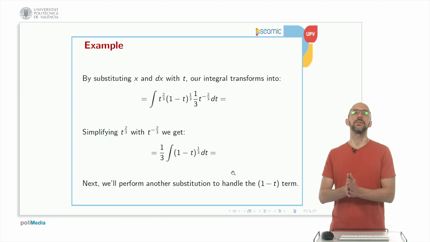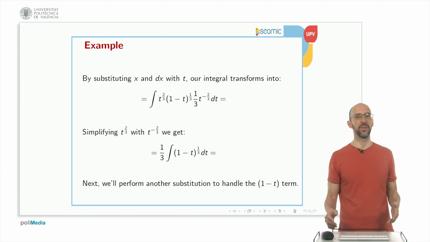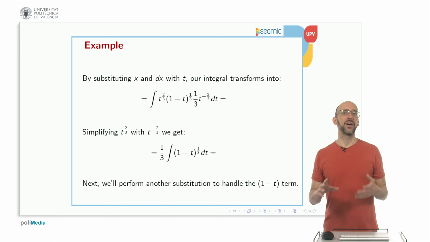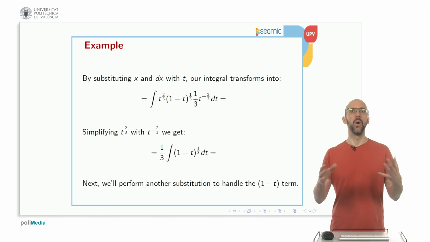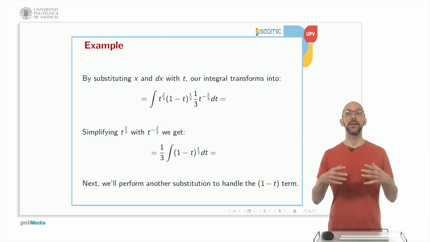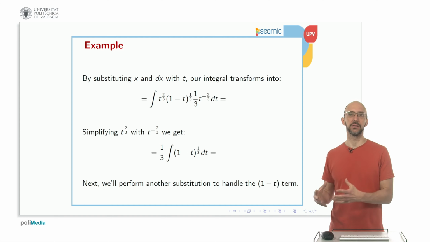1/3 times the integral of 1 minus t to the power 1/3. We still have a cube root there. I need to eliminate this 1/3 exponent. And the second change is logical. I'm not going to apply a really strange change.